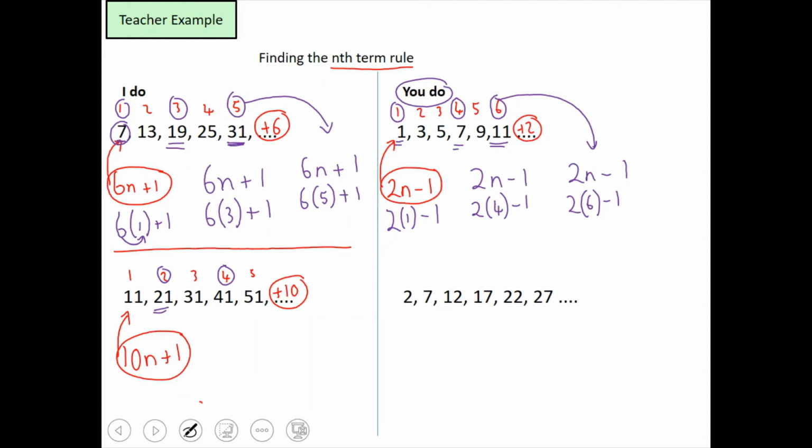And let's just try it with the fifth one, see if it works for that one. 10 times 5, just replacing the n with the 5. 10 times 5 is 50, plus 1 is 51. What I want you to do is the same thing. I want you to pause the video and have a go at this question up there at the bottom, please. Thank you.